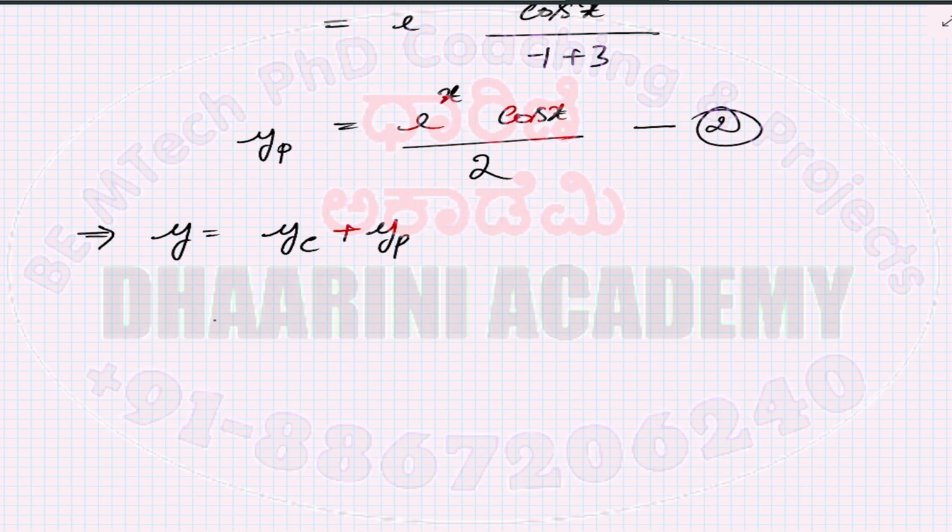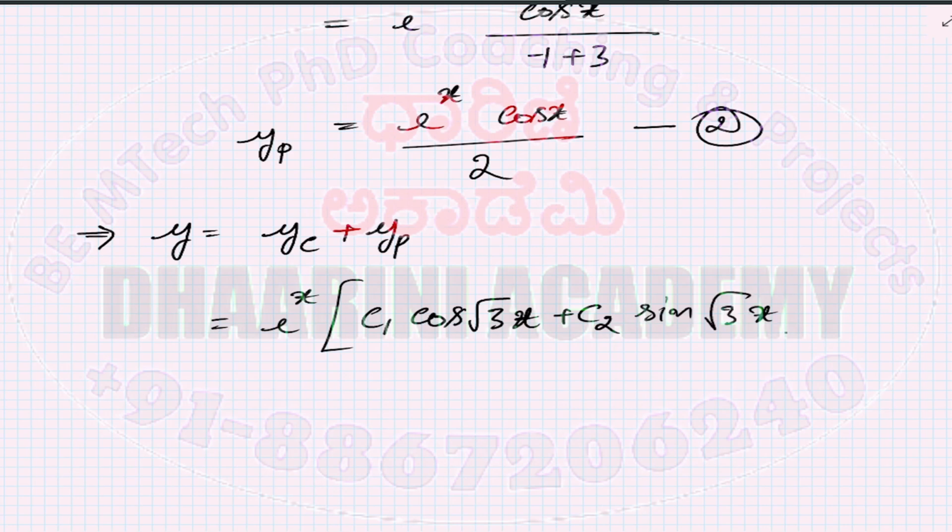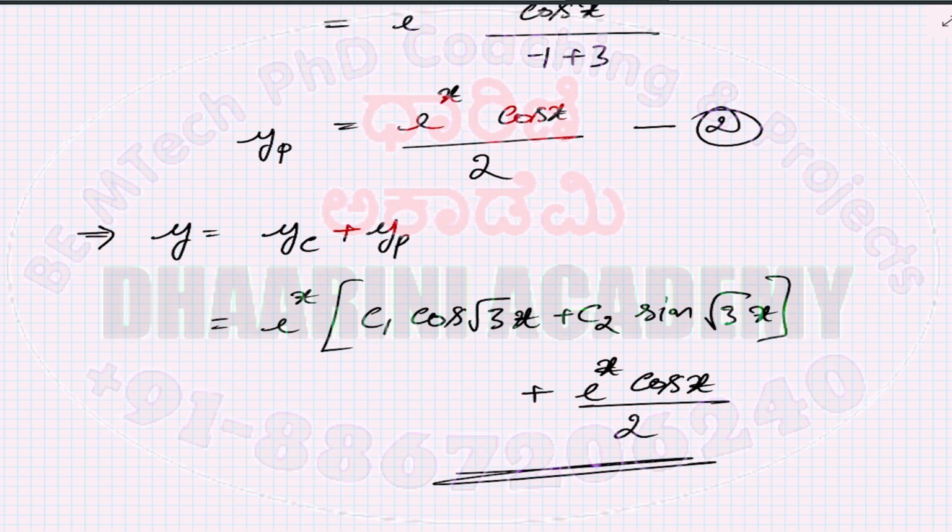So we'll write that as, from yc, that's equation 1, I'm writing this, e to the x into c1 cos of root 3x plus c2 sine root 3x, and the yp, which is plus e to the x cos x by 2. This is the final answer.